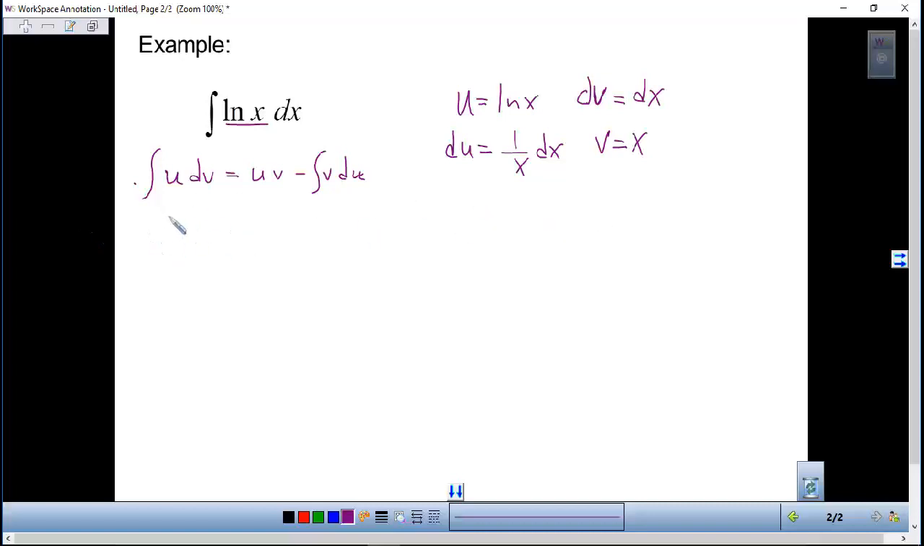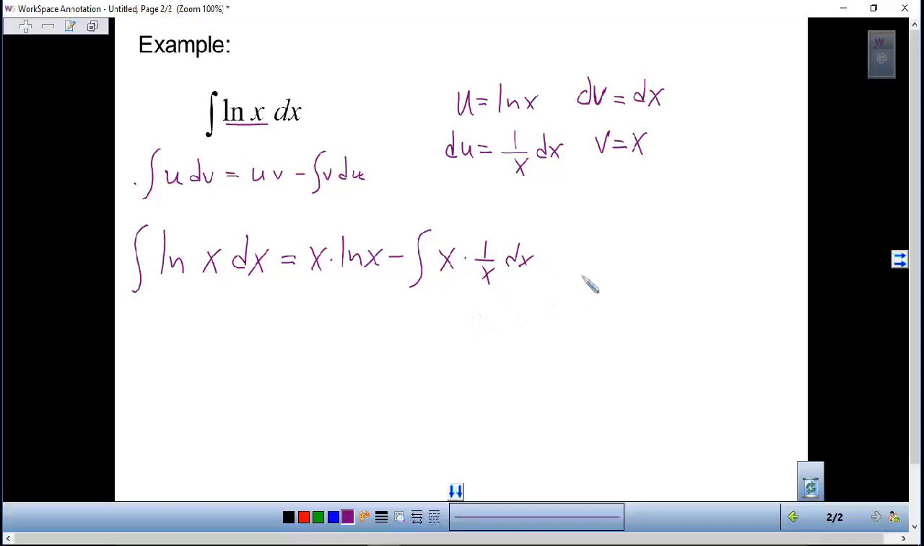So when we plug everything in, the integral of the natural log of x dx, that side there, is equal to u times v, natural log of x times x. I'll write that x times the natural log of x, minus the integral of v du. Integral of v is x, so integral of x times du, which is 1 over x dx.